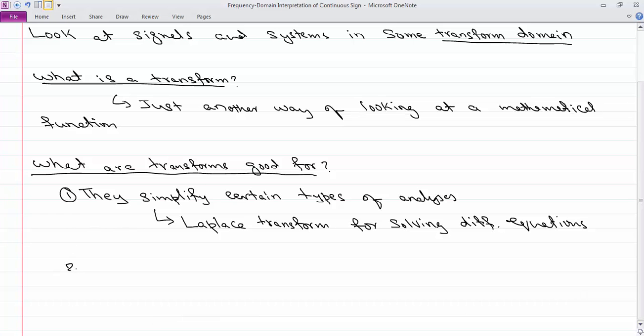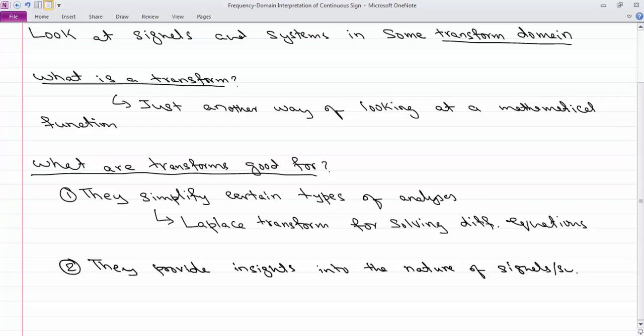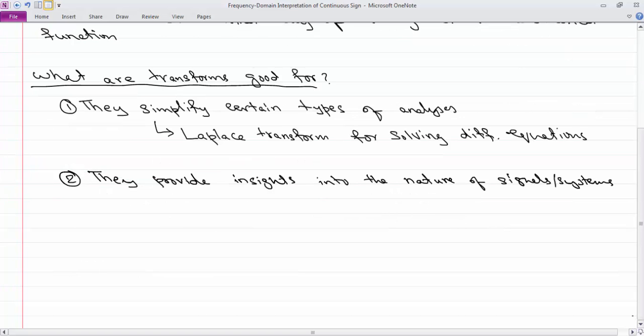Now, the second thing that transforms provide, in addition to simplification, is insights into the nature of signals and systems. Not all transforms provide that, but we have many transforms that do. In the context of these classes, or in the context of electrical engineering, the transform that provides us that understanding is called the Fourier transform.